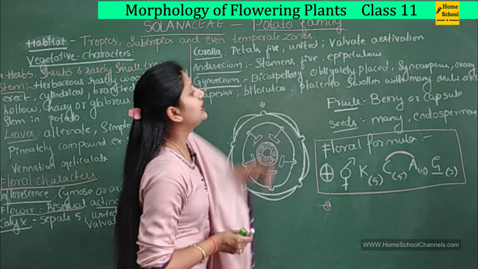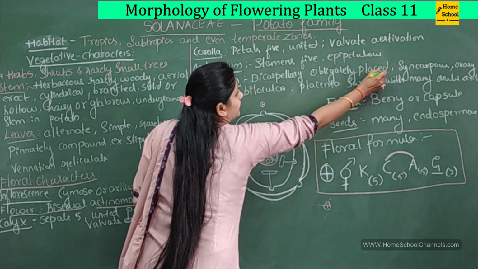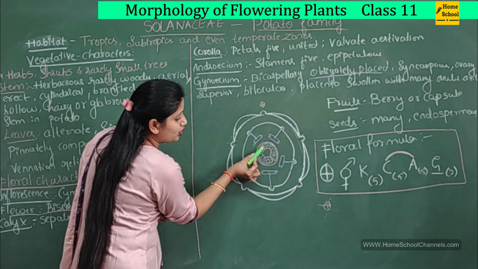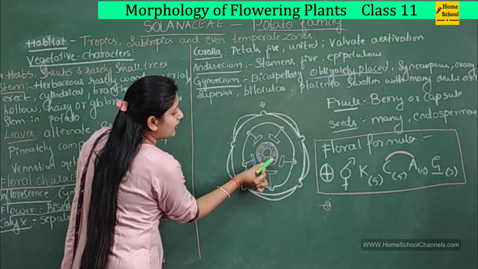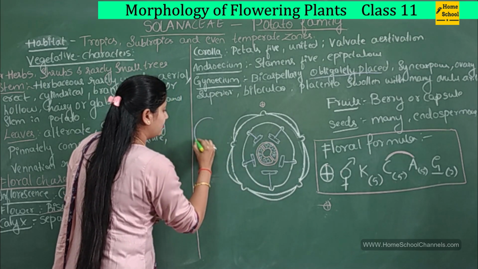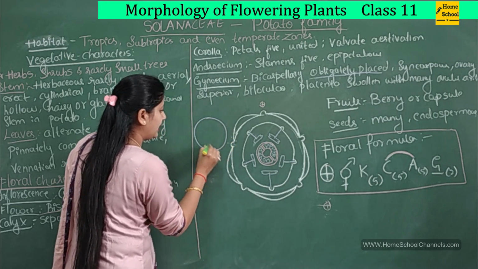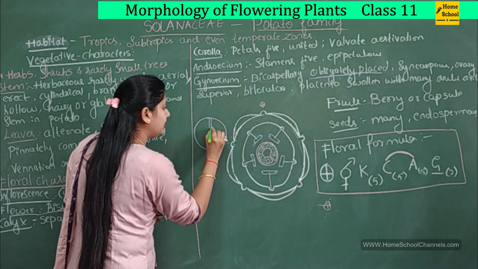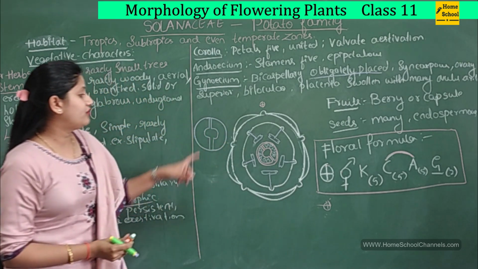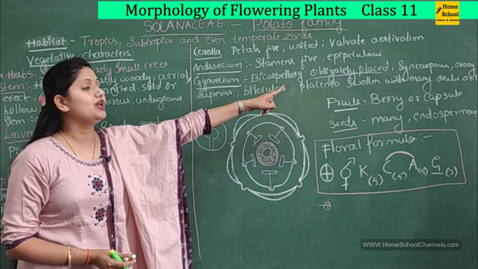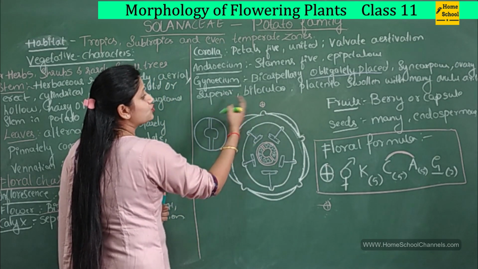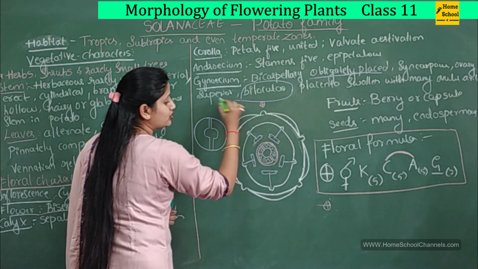Then they are obliquely placed. This particular phrase, obliquely placed. So, we have not written this straight here. See, I'll write it once again. Gynoecium, we have not written it in this way. We could have written it in this way also, isn't it? But we have written it slightly oblique. That is because it is obliquely placed and the ovary is superior and it is bilocular.